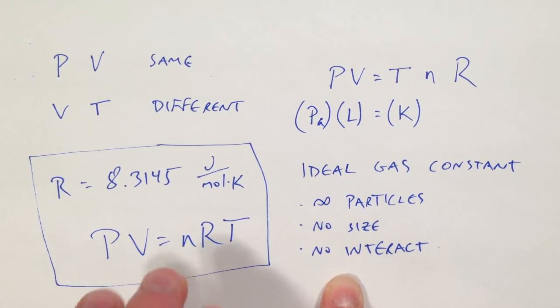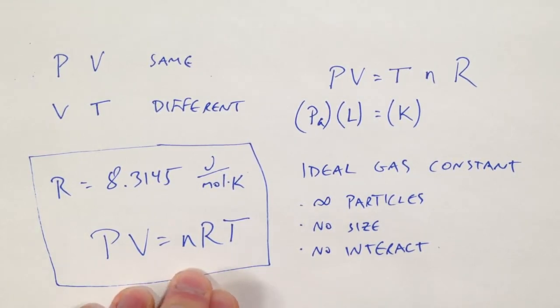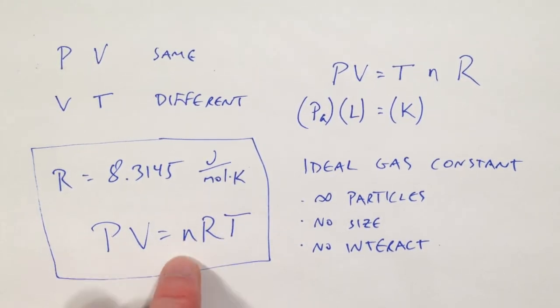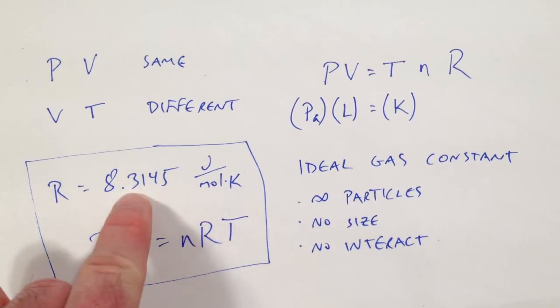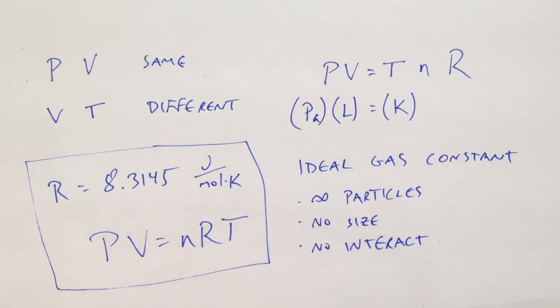So this is the equation that describes the behavior of pretty much every gas that we need to worry about. Pressure, volume, number of moles, that is that constant right there, and then a temperature in kelvins.